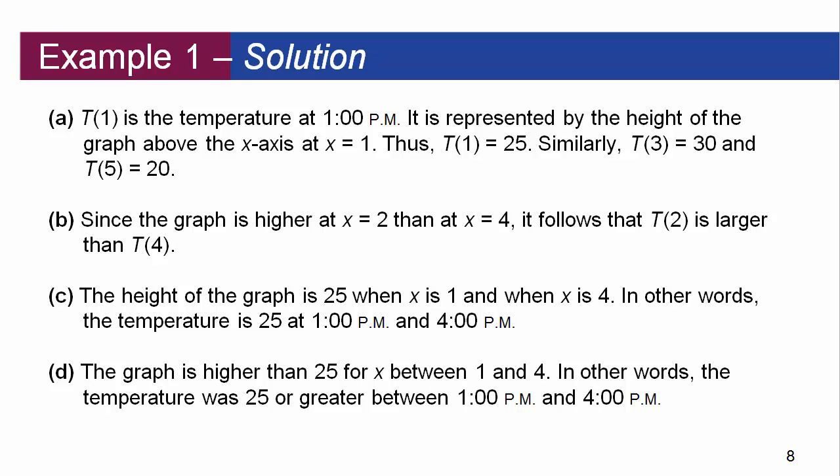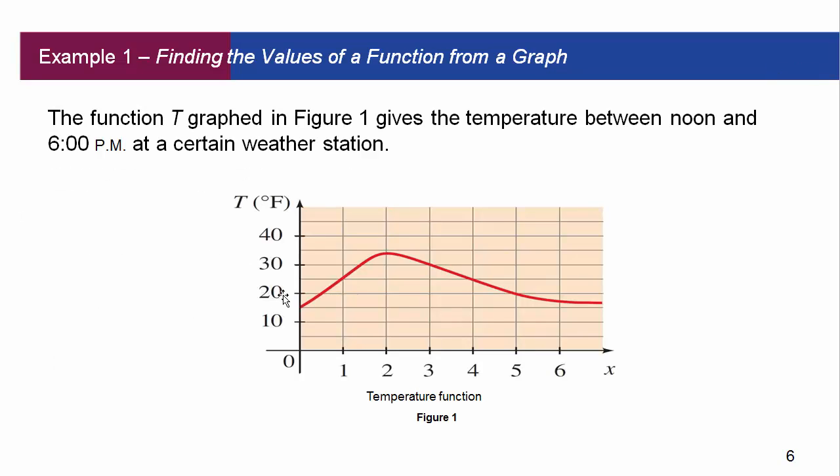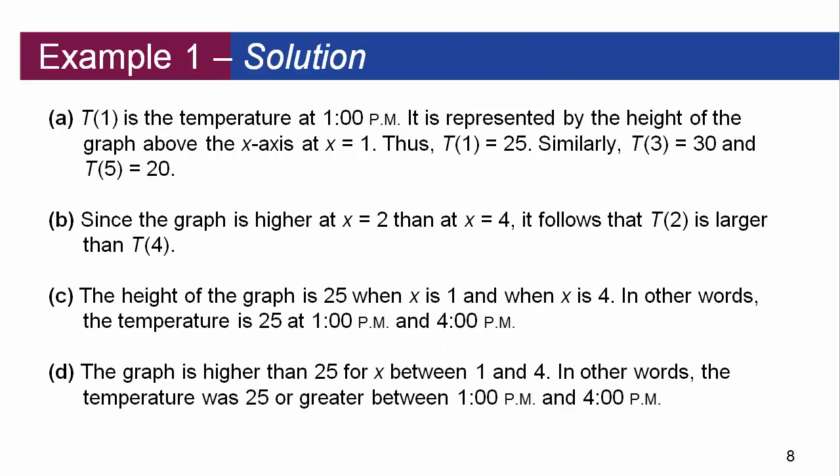That was our second question. Which one was larger? We wanted to find the value for which the function T(x) equals 25. They're basically saying, when was it 25 degrees? And you can see that it hits right here. Sorry, that's 20. 25 hits right here at 1. And if we follow it across, it also hits right here at 4. All right, 1 and 4.